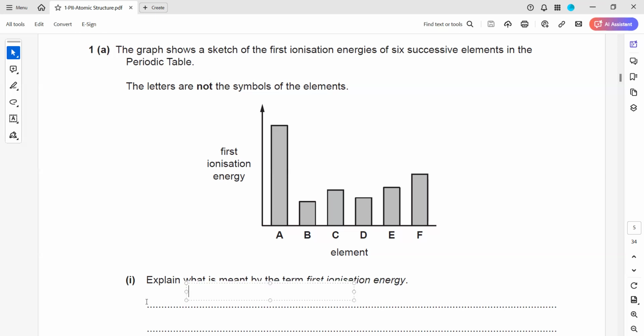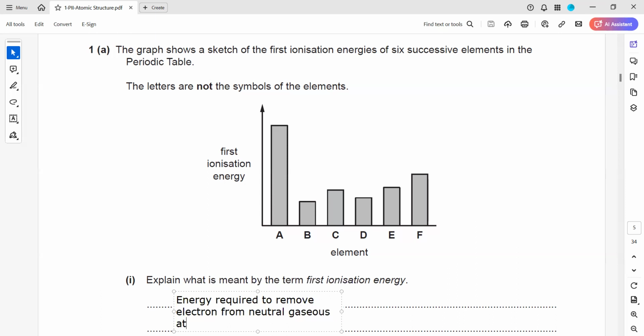Because it's the first ionization energy, it is the energy required to remove an electron from the neutral gaseous atom. If it was the second ionization energy, then it would be the energy required to remove an electron from a gaseous ion of charge +1.